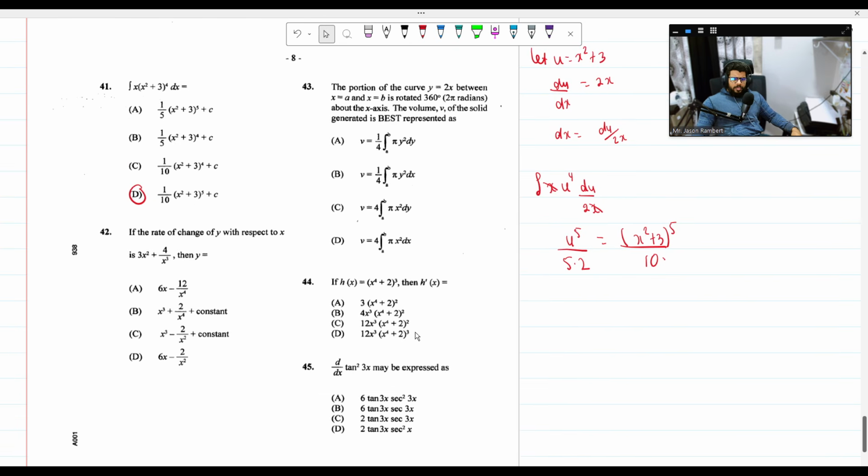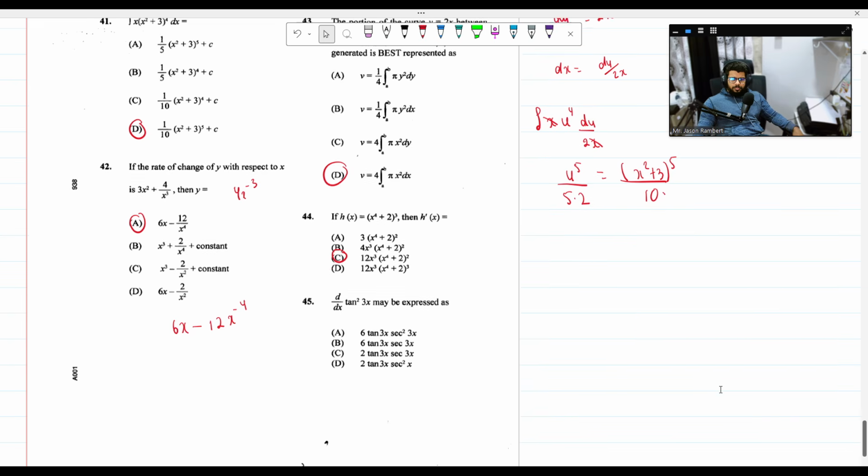The rate of change of y with respect to x, so we're going to get 6x plus, we're going to get 4x to the minus 3, 6x minus 12x to the minus 4, the answer is A. 43 is a repeat question, D. 44 is also a repeat question, C. 45 is a new question.